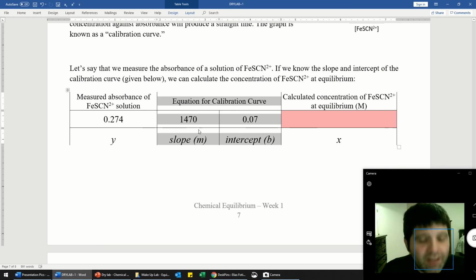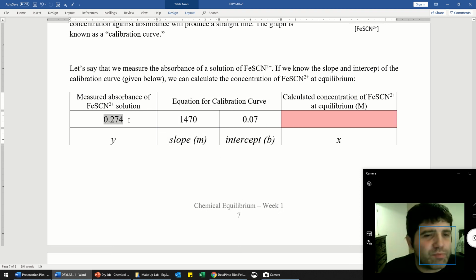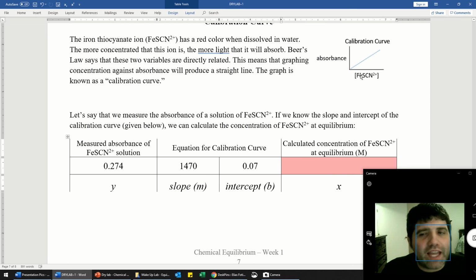So let's say that we made a calibration curve, and we have this information from it. So this is data. This is the slope of the line. It's 1470. This is the y-intercept. And then we have our mixture. And let's say that its absorbance is 0.274. The goal here is to calculate the concentration. On this graph, it's on the x-axis. So using the equation y = mx + b, we are calculating the x value.